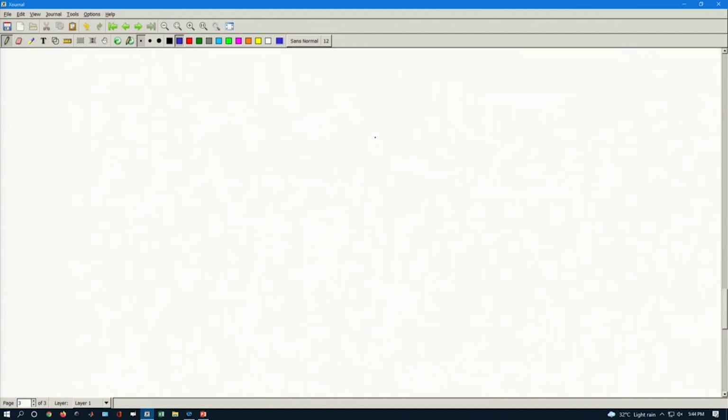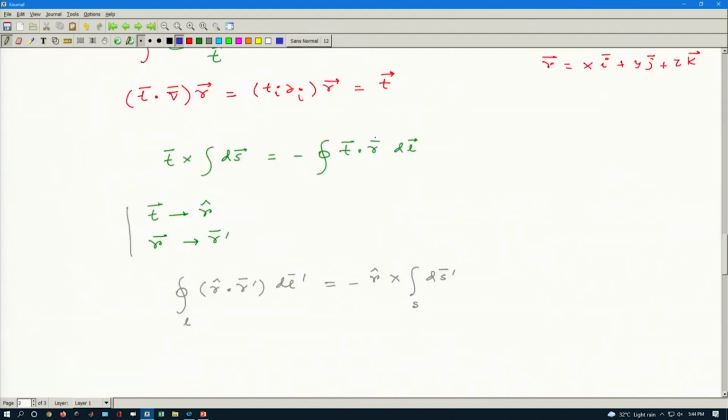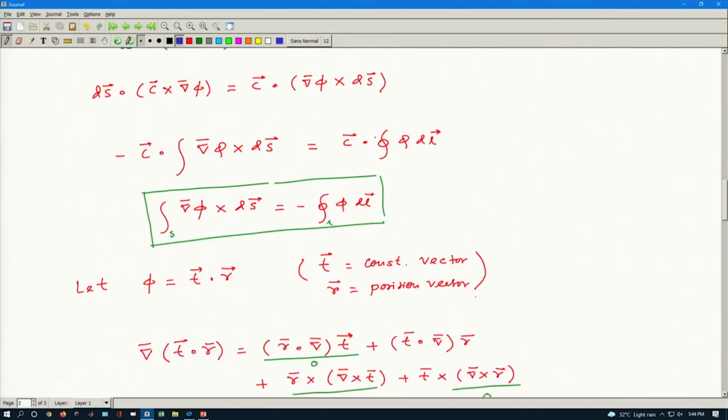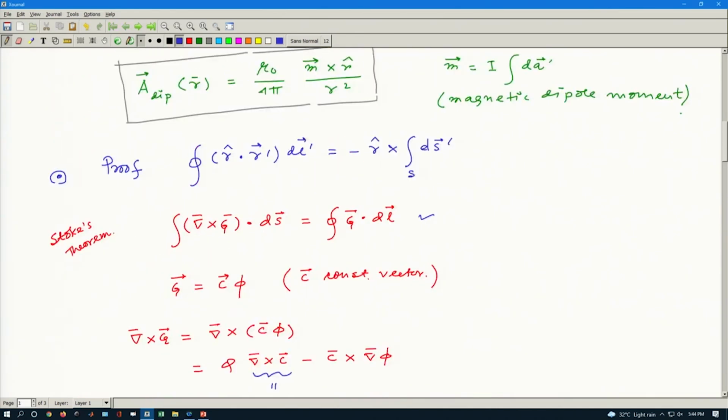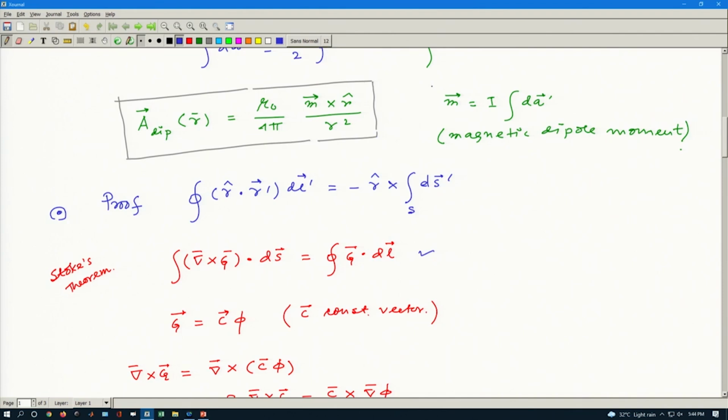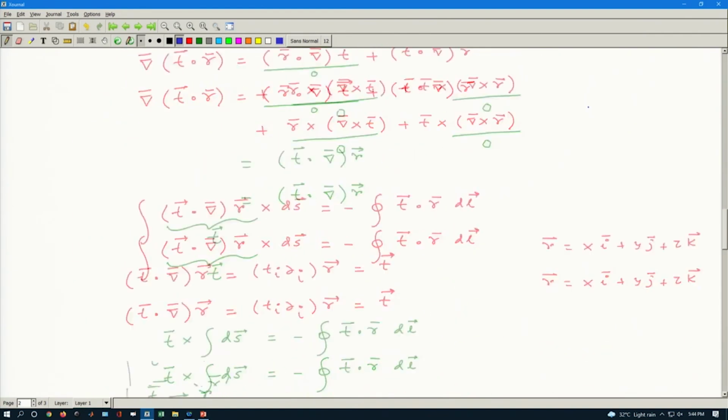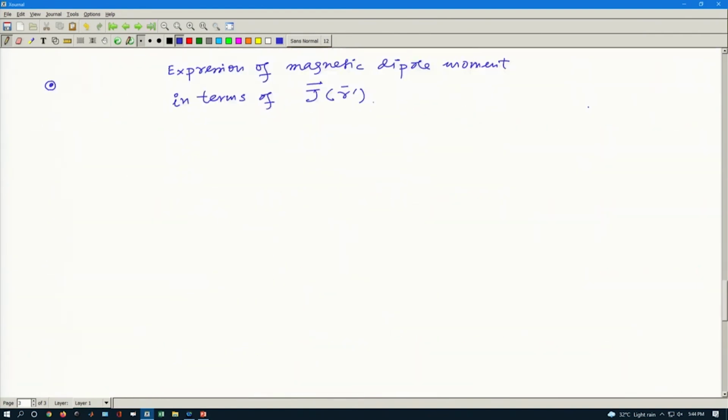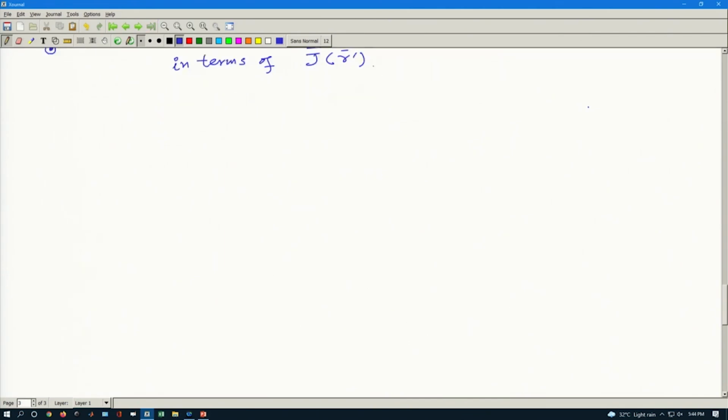So, how to do that? Because here the magnetic dipole moment M is defined, if I go back and check, in terms of the line current I, but I can have another expression where the magnetic dipole moment can be expressed in terms of the volume current density, because normally the volume current density is something through which it is better to represent the magnetic dipole moment and others. So, let me do that.